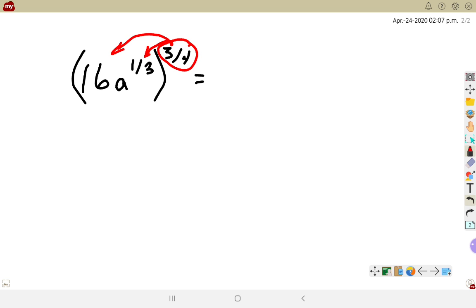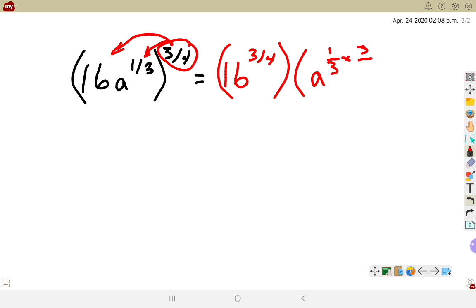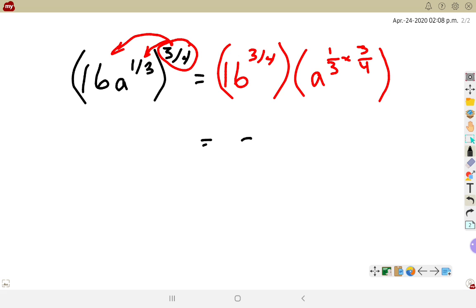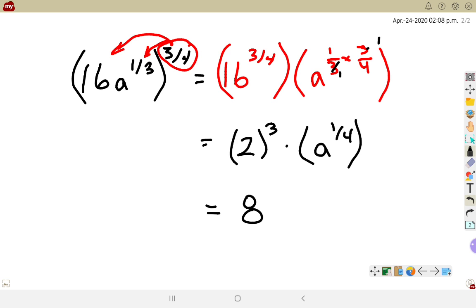So it's going to go onto that 16, and that's going to be an exponent of 3/4. Then we are going to multiply that by a, and it already had an exponent of 1/3, so we're going to have to multiply it by that exponent that was outside. And this is actually not so bad. The 4th root of 16 is 2, so I get 2 to an exponent of 3. Next to that, we're multiplying the 3's, they cancel, so I'm left with a to an exponent of 1/4, and 2 cubed gives me 8. So I get 8 times a with an exponent of 1/4.